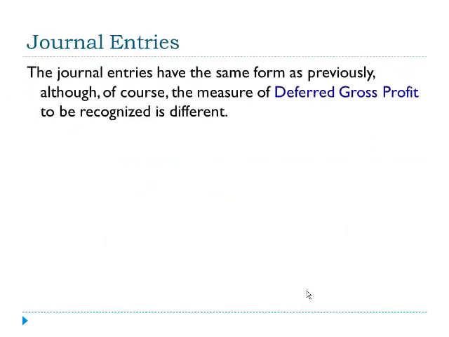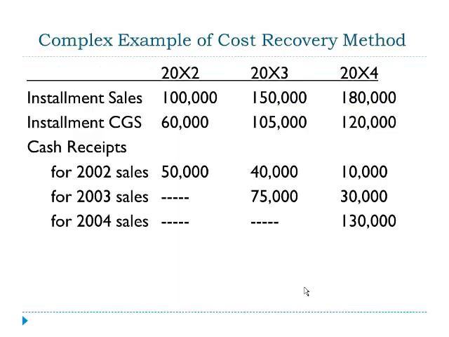The journal entries are going to be similar to the ones that we've done before. We record the sale at the time it occurs and then calculate deferred gross profit and recognize profit out of that deferred gross profit each year in an adjusting journal entry. Now let's take a look at a cost recovery method that goes over all 3 years.